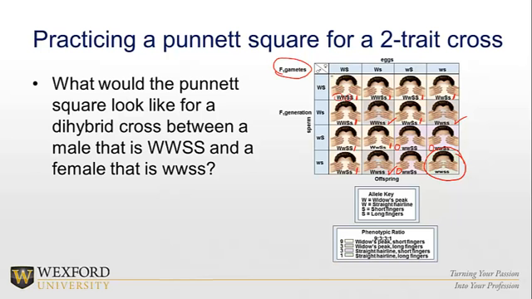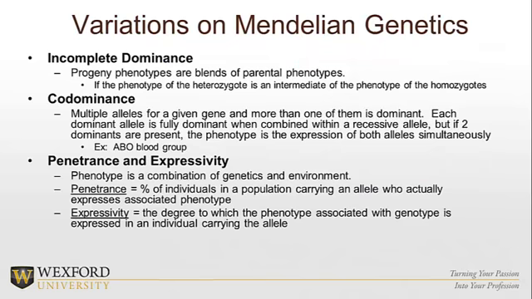So once again, if we just put out all the different possibilities from those F1 gametes, then we're going to get within the F2 generation that 9 to 3 to 3 to 1 phenotypic ratio. So not terribly hard, it does take some practice.